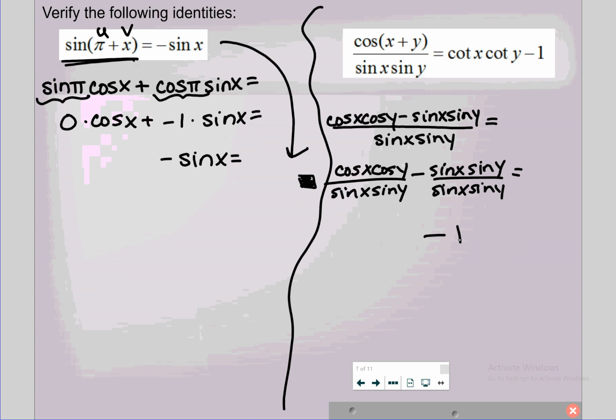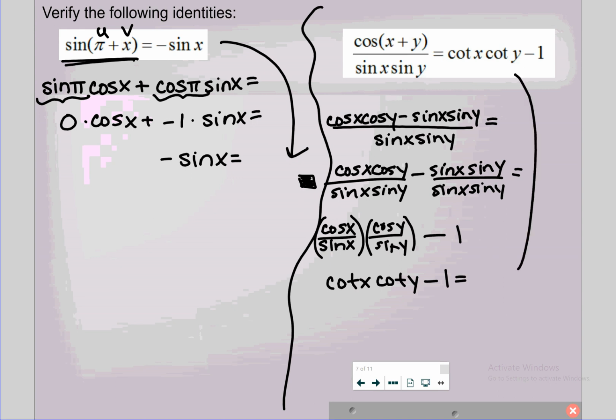All right. And on the other side, everything's multiplied. So you could even split it up a little bit more and say I've got this fraction times this fraction. That's equivalent. Oops, that's a minus sign there. What's a cosine over a sine? Cotangent. And then cotangent y minus 1. That's what I have on the other side. And that's the end of our proof.